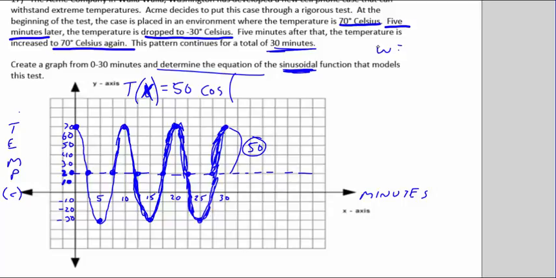You need W, which is 2 pi over the period. Now the period is one full cycle, so it goes from here to here. It takes 10 minutes to make a full cycle. The period is 10. 2 pi over 10 would be your W, which is pi over 5. So pi over 5 x, and then the midline is 20, so plus 20. All right, amplitude 50, period is 10, which gives you a W of pi over 5. Insert that in the function, and then plus 20 for your midline.